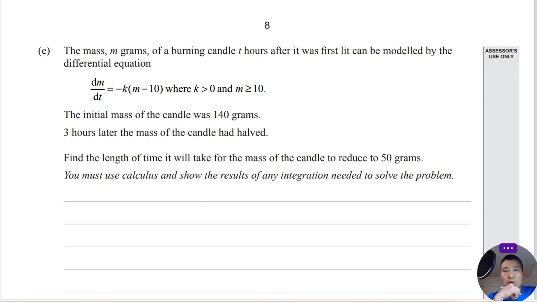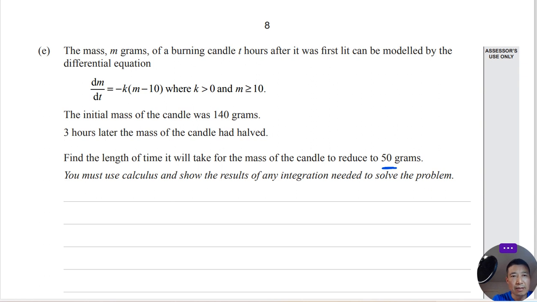Alright, first of all, we have to solve this differential equation. Then we have to answer this question. When m is 50, we have to find t, which is time. Right? So let's do this.